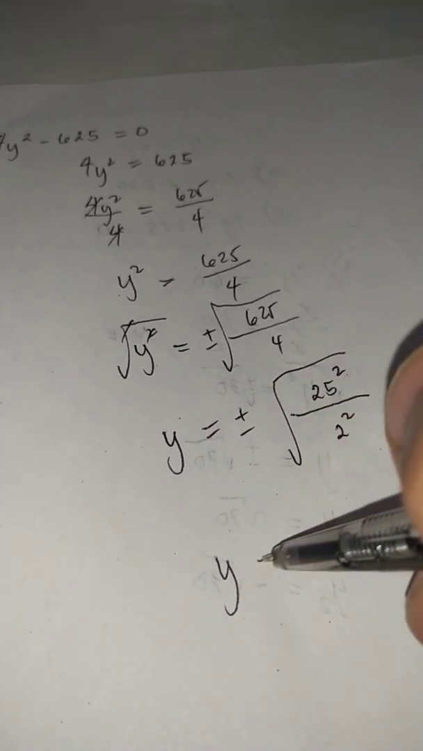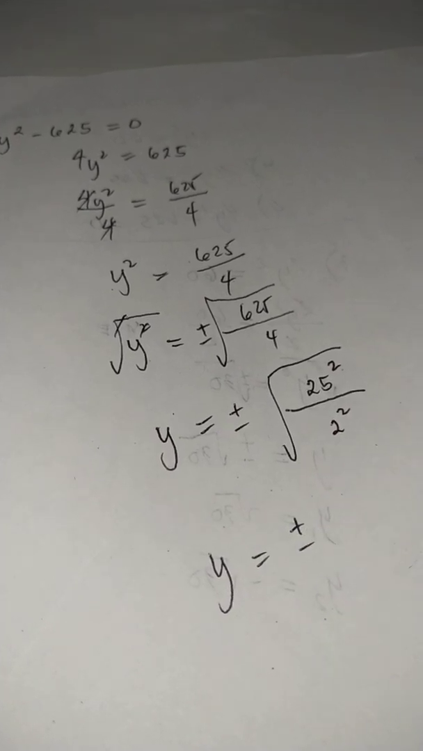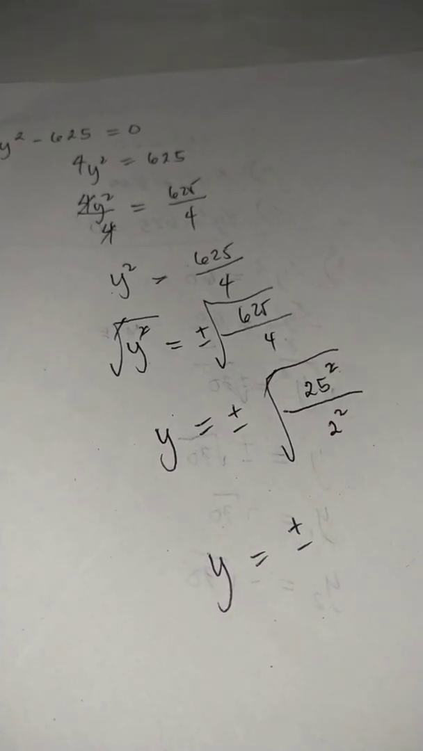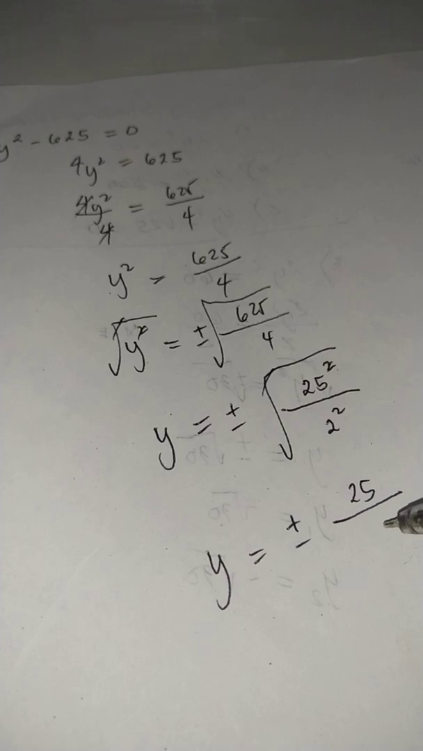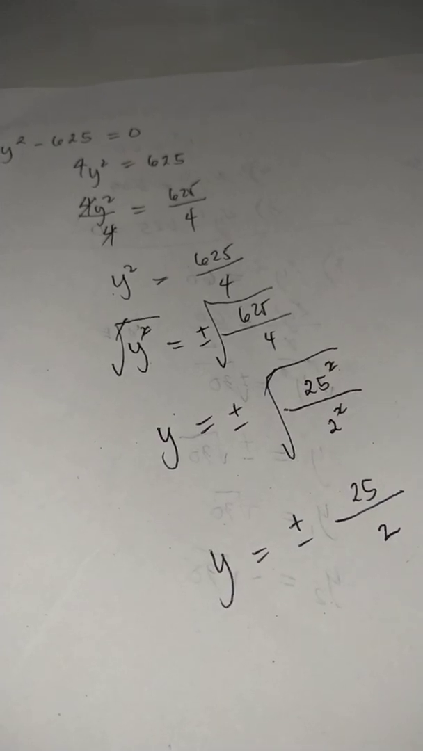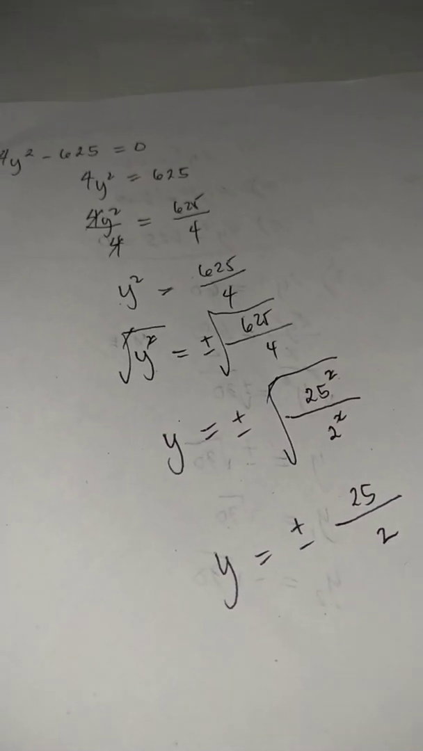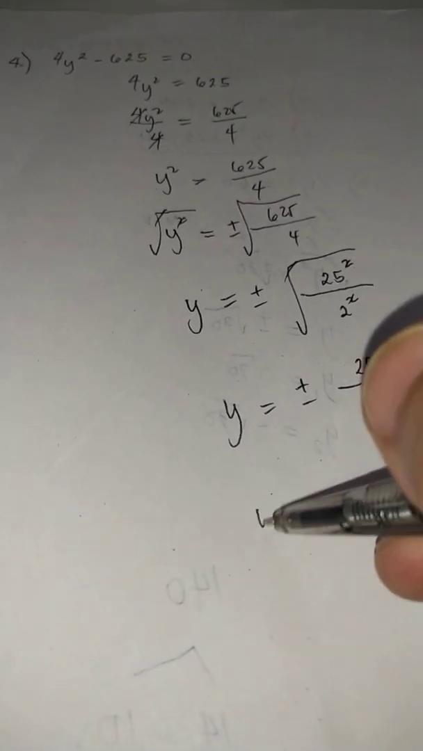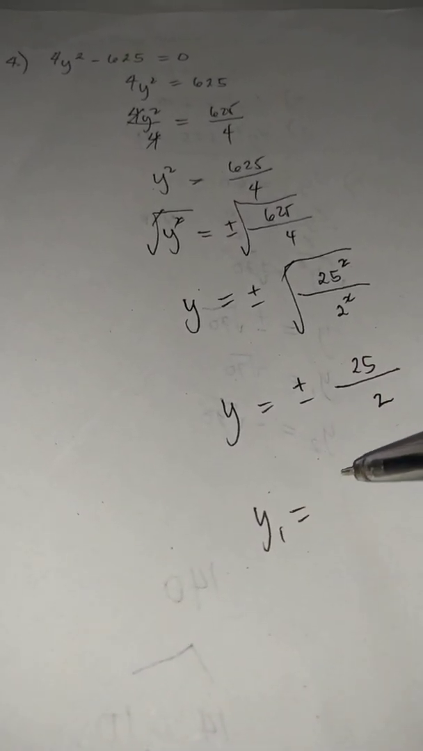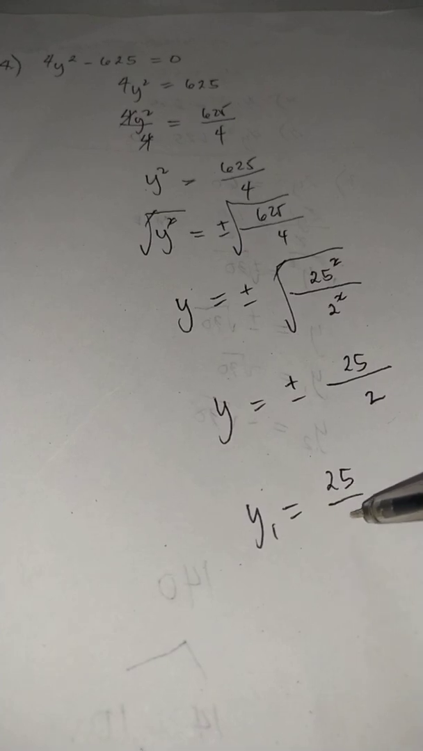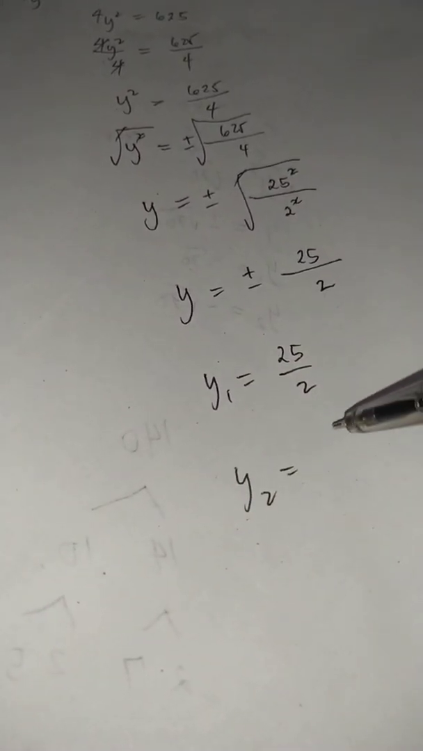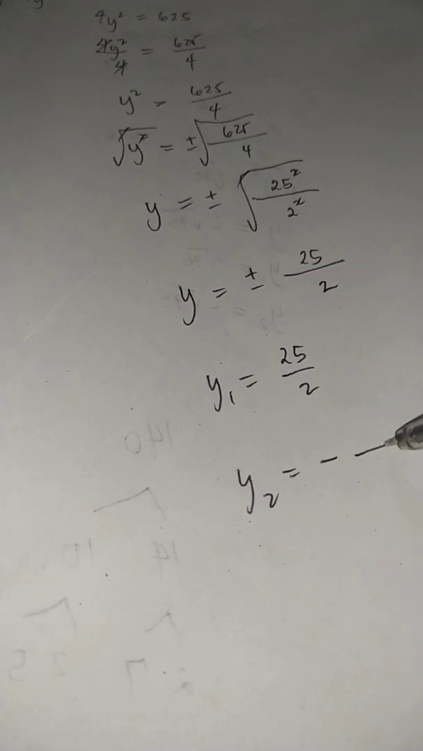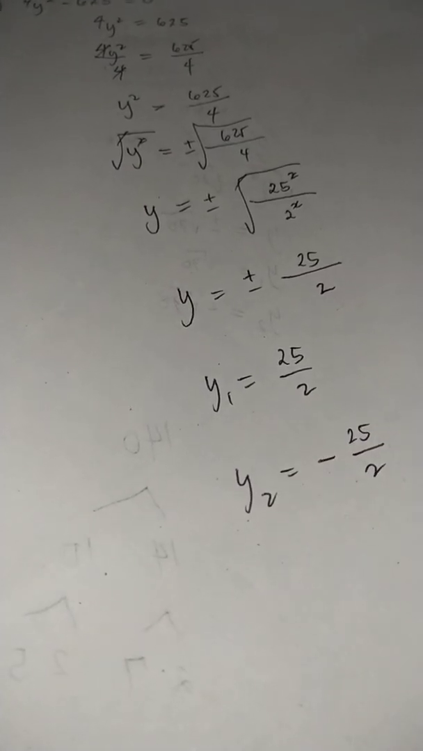Then we have y is equal to positive or negative. Cancel the squares. So we have 25 over 2. Okay. y sub 1 is equal to positive 25 over 2, while y sub 2 is equal to negative 25 over 2.